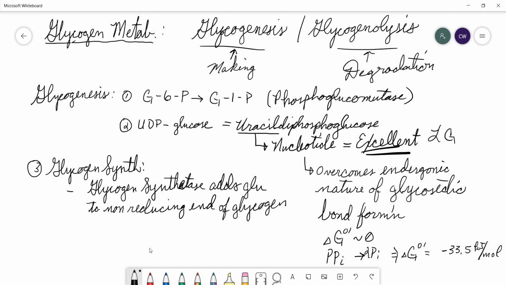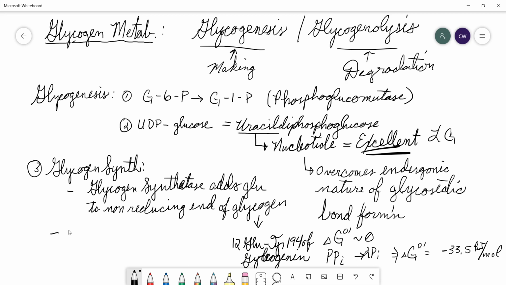Right? There is a starter chain that's necessary, okay, which is 12 glucose bound to tyrosine 194 of the protein glycogenin. There we go. Can Dr. Cunning spell today? Apparently, yes.